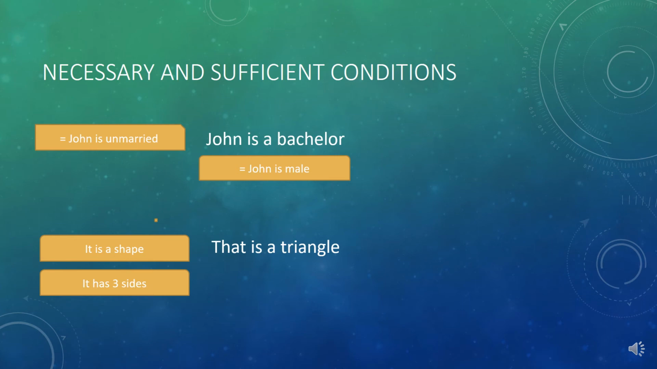So here we had an example of a necessary condition for being a bachelor, being unmarried, but it wasn't enough to be a sufficient definition. We needed to add another necessary condition. John is male. John is unmarried. Therefore, John is a bachelor.